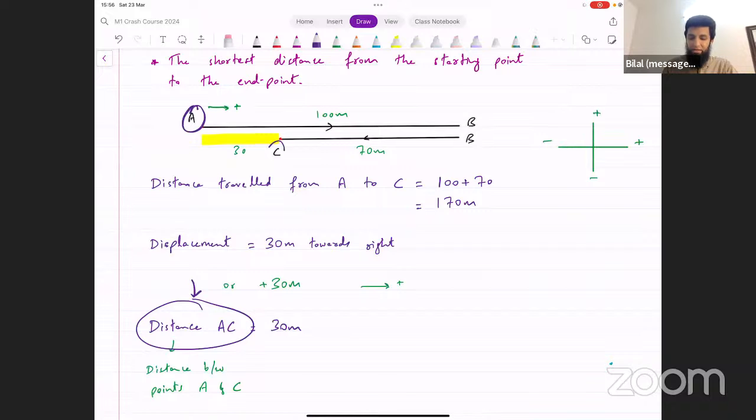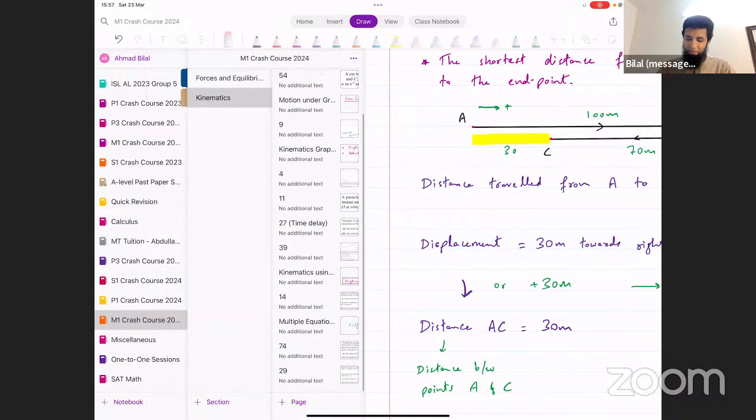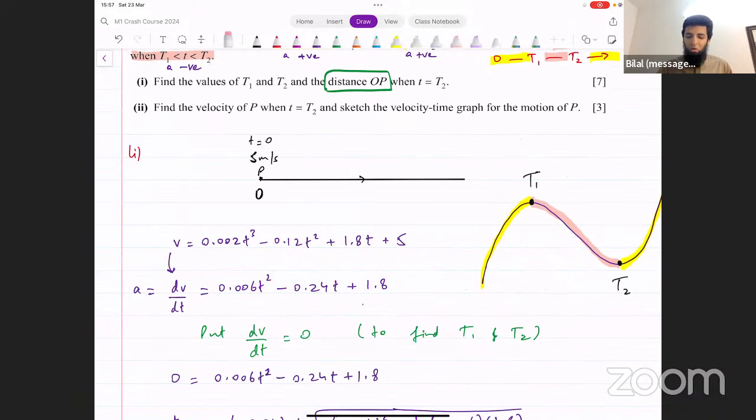So this is A, this is C. Even if the particle was going from A to B and then B to C, distance AC means it's the distance between 2 points A and C. And that's just 30, which is the same as displacement. So distance OP is not the distance traveled by the particle from O to P. That's the distance between 2 points O and P, and that's the same as displacement.